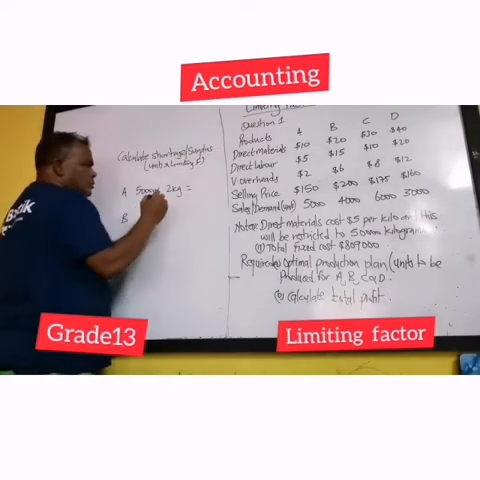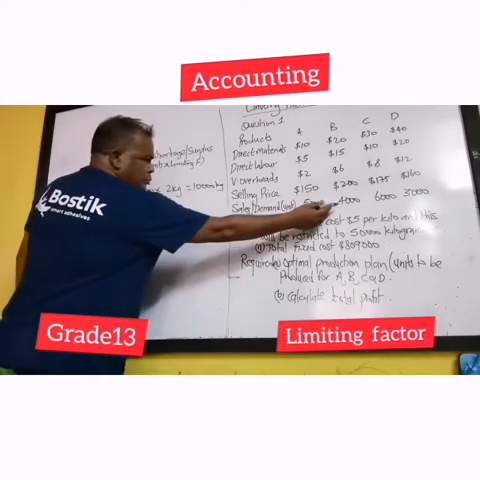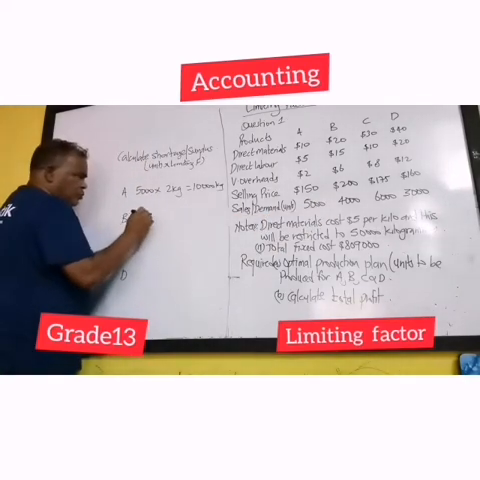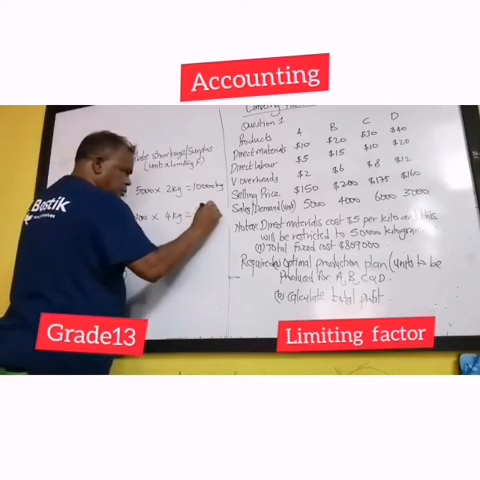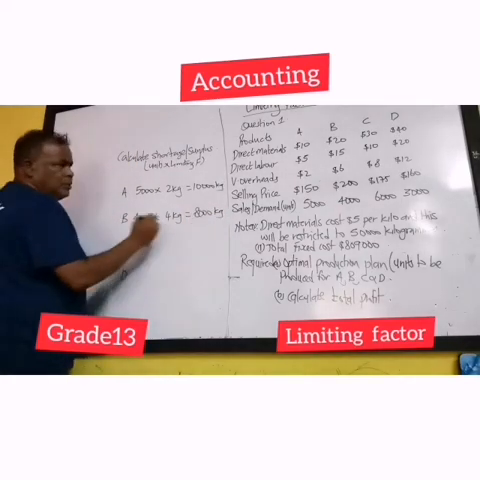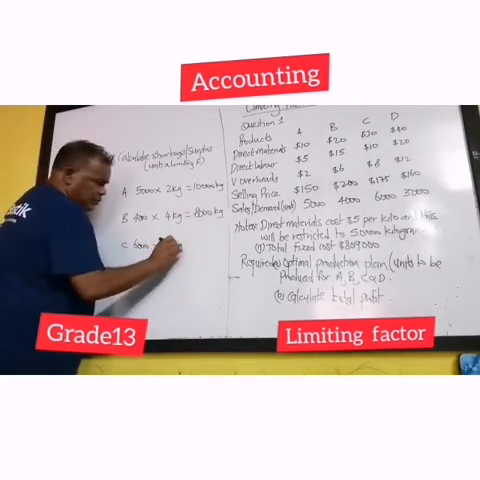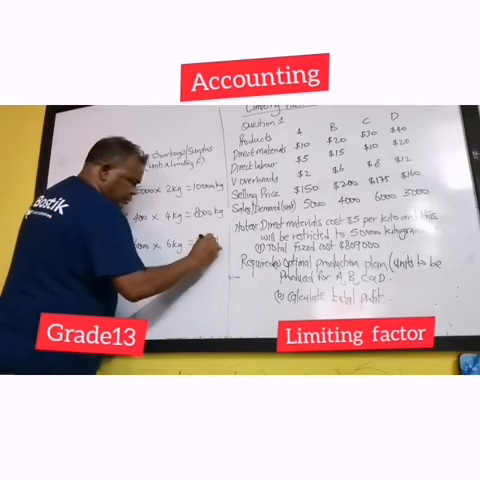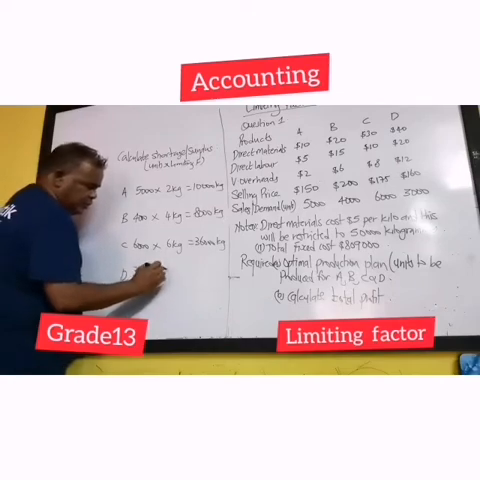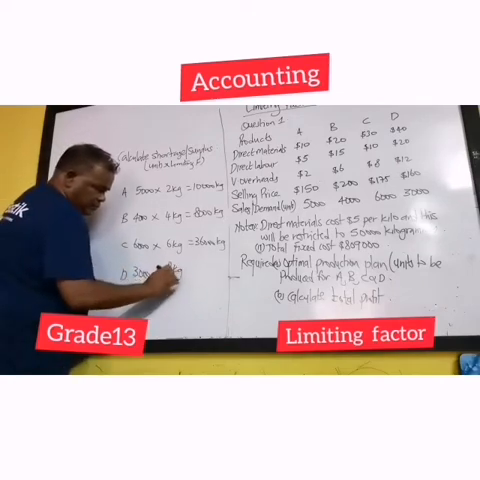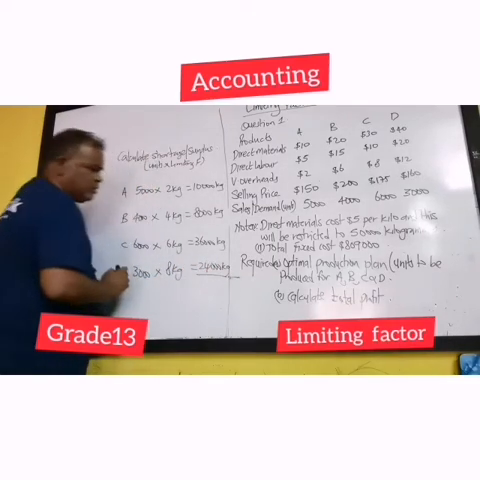Units times limiting factor. This one we will need 10,000 kilograms, and then we have to produce 4,000 units for product B. This one we need 4 kilograms. This will give us 8,000 kilograms, and then 6,000 units times 6 kilograms. This one we need 36,000 kilograms, and the last one 3,000 units. We need 8 kilograms. This one 24,000 kilograms. So in all, how many kilograms do we need?